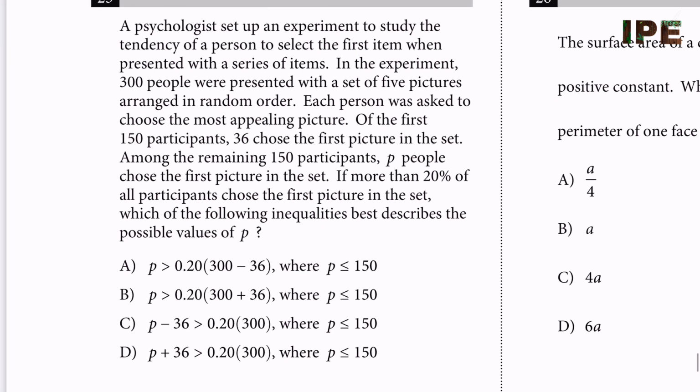A psychologist set up an experiment to study the tendency of a person to select the first item when presented with a series of items.